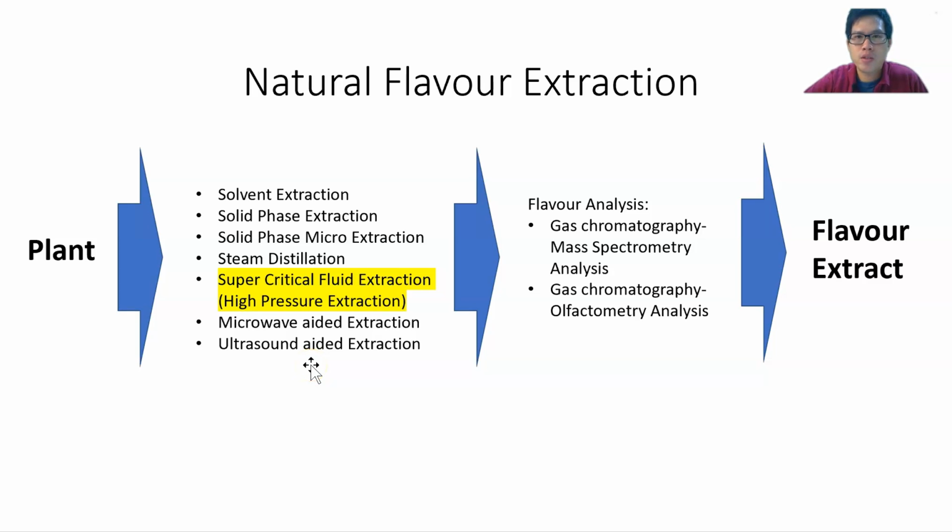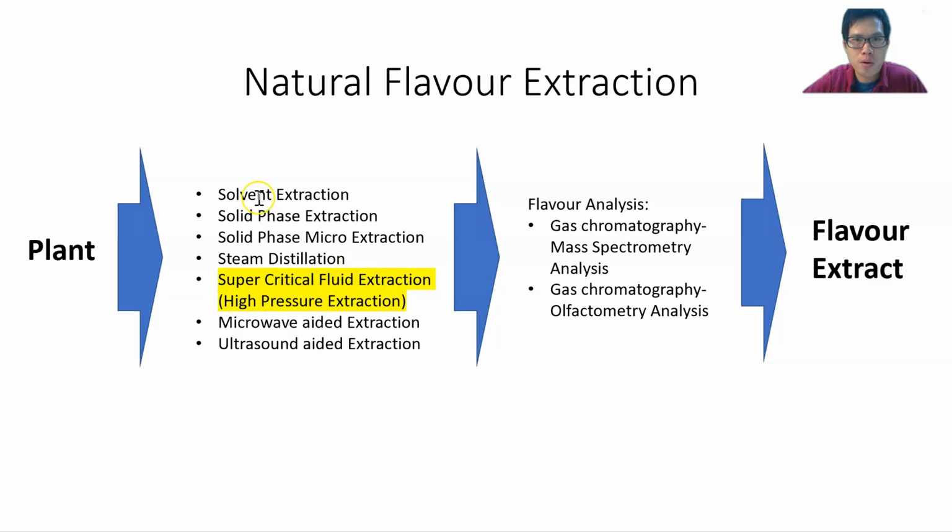The extraction method really depends on the type of material as well. Where is the flavor chemical located? And also the property or the chemical structure of the flavor molecule. Because depending on what kind of solvents you need to use, it depends on whether the solvent can actually dissolve the chemical molecules. But for this lecture, I am going to concentrate on the supercritical extractions.